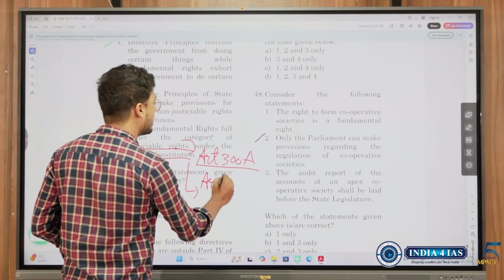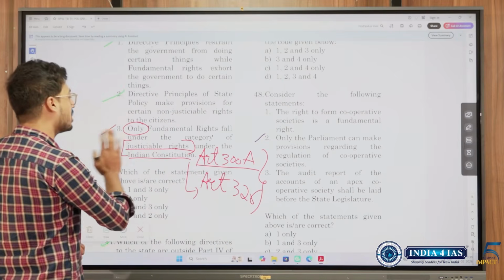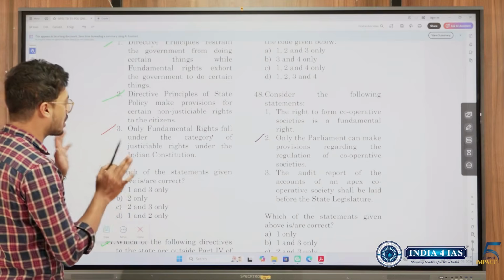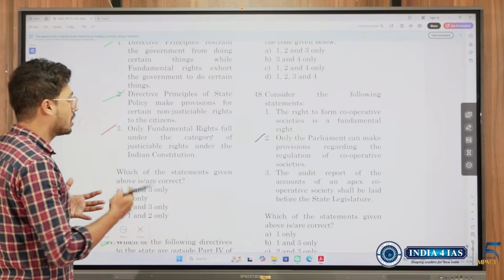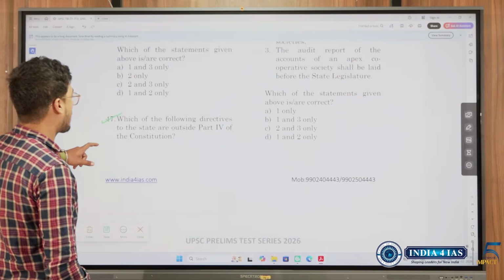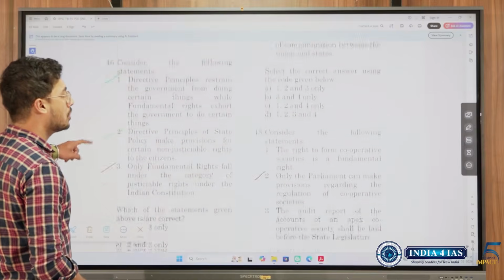Article 300A, Article 326, all these are justiciable rights. So there are many justiciable rights in the Constitution, other than fundamental rights also. You should know this. I hope you do not get confused. If you get confused, just think what the Constitution is made of. Not just fundamental rights and DPSP, there are so many other rights. Part 4 of the Constitution. Okay, simple thing, I'll leave it to you.